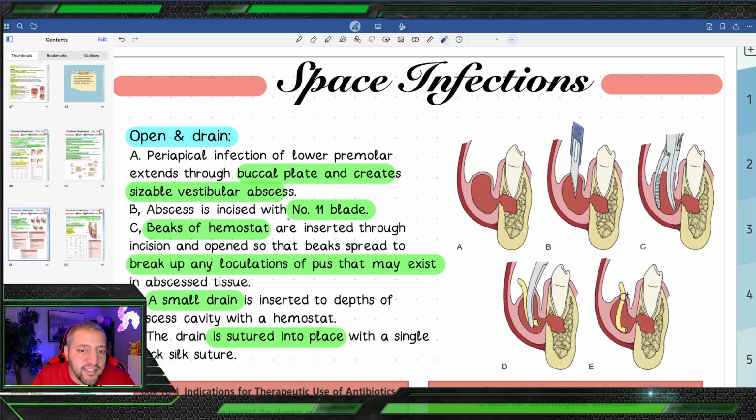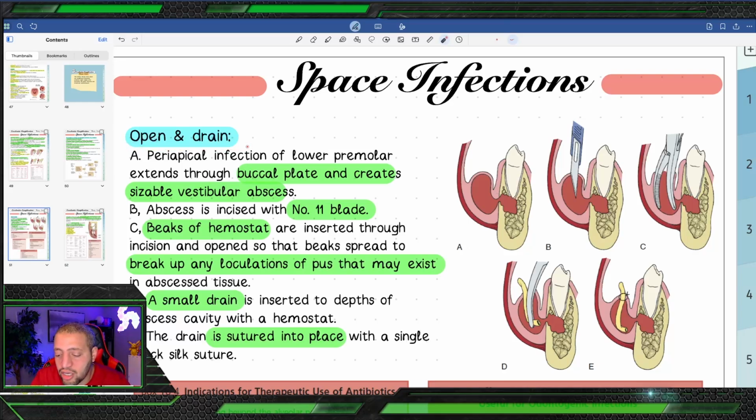The abscess is incised with a number 11 blade, then broken with a hemostat after you do it. This is the incision, and then you break it with the hemostat to break up any lobulation of pus that may exist here. And then you put a small drain here, and this small drain is sutured and left inside the oral cavity so it can drain the pus outside. So as you can see here, this is not a cellulitis. Here we end up with abscess.